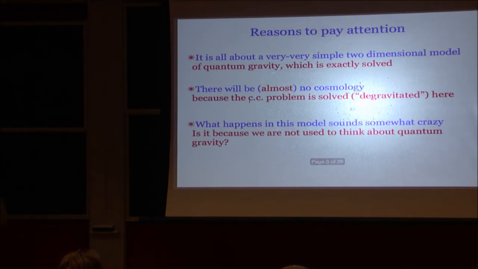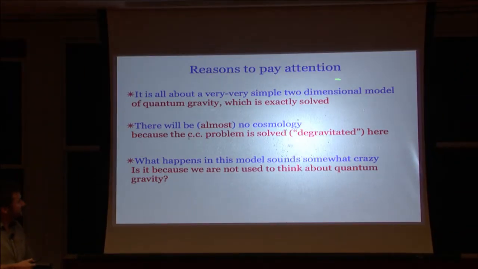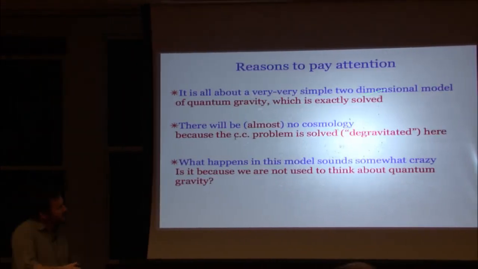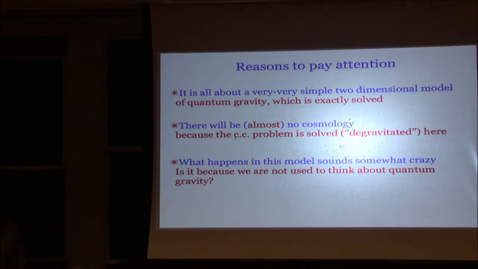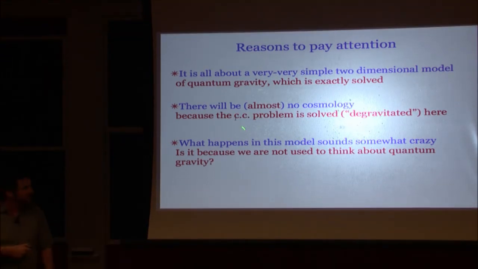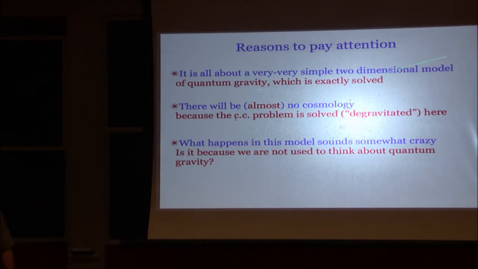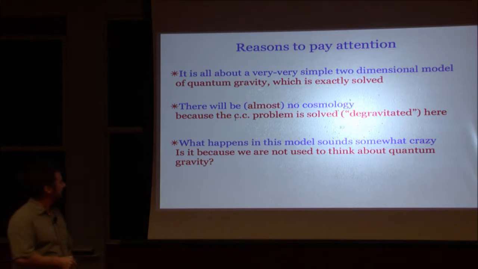However, I think there are reasons still to pay some attention, because this is a very, very simple model. It's a model of quantum gravity which is as close to being exactly solved as I think it gets. So that's already interesting. And there will be, first, almost no cosmology. There will be some cosmology. But the reason for that is that this model solves the cosmological constant problem by what people who think about the cosmological constant problem would call a degravitation mechanism.